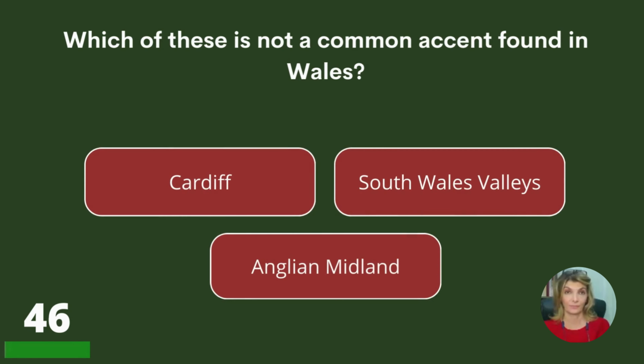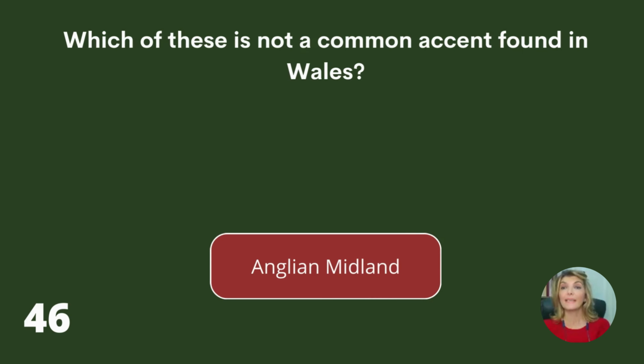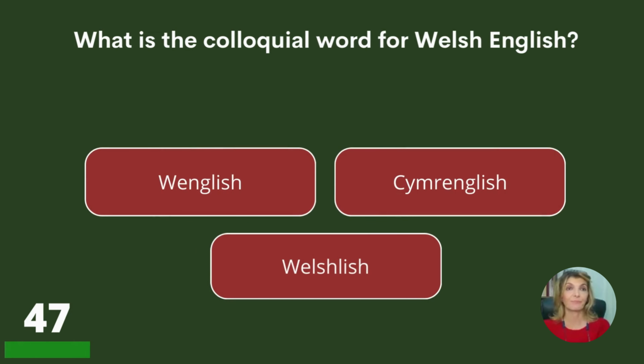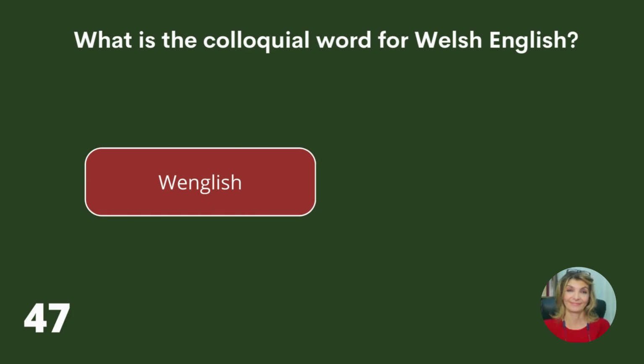Which of these is not a common accent found in Wales? Cardiff, South Wales Valleys, or Anglian Midland? Anglian Midland. What is the colloquial word for Welsh English? Wanglish, Simrenglish, Welshlish. Wanglish.